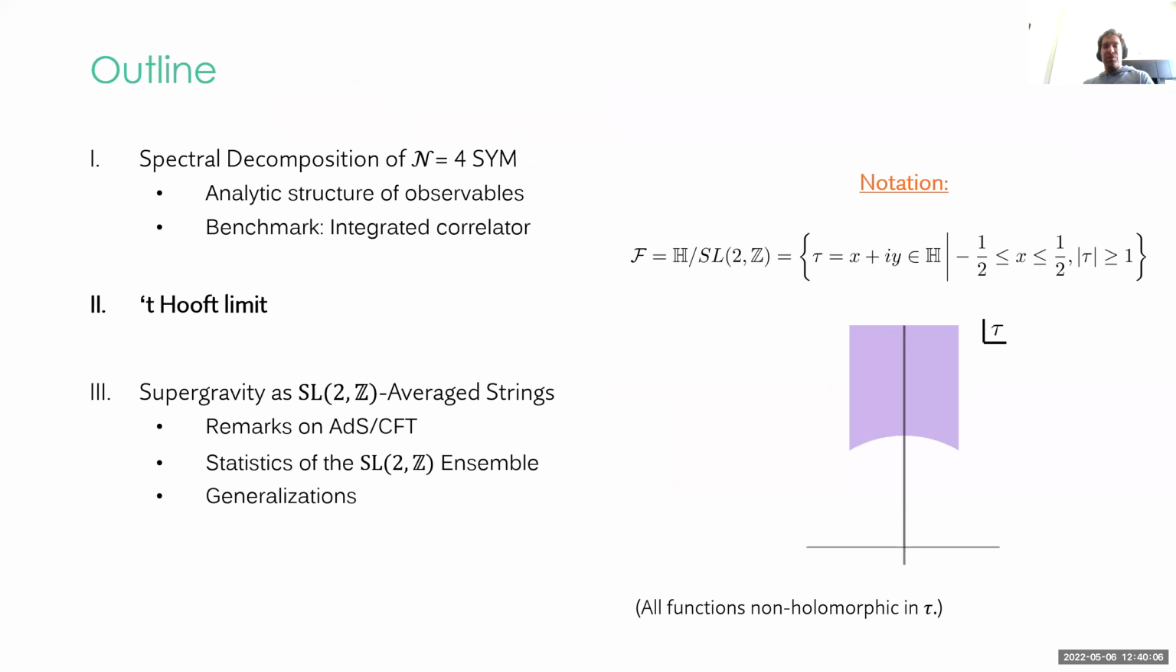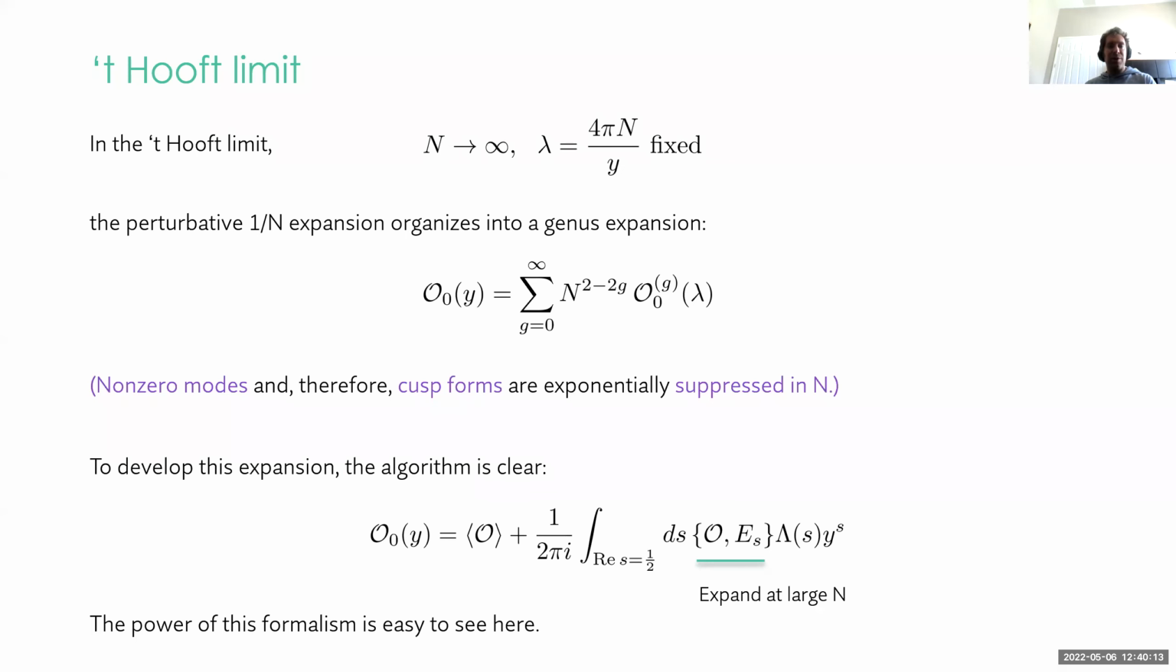So let's now transition to large N implications of this structure. Now in the 't Hooft limit, which we're all familiar with, the 1/N expansion perturbatively organizes into a genus expansion. You should think of this as an expansion of the zero mode because the non-zero modes are exponentially suppressed in N. And therefore, the same is true of the cusp forms. So again, in this limit, we don't need to worry about the cusp forms, which is nice. And we want to ask what happens in this limit to these observables.